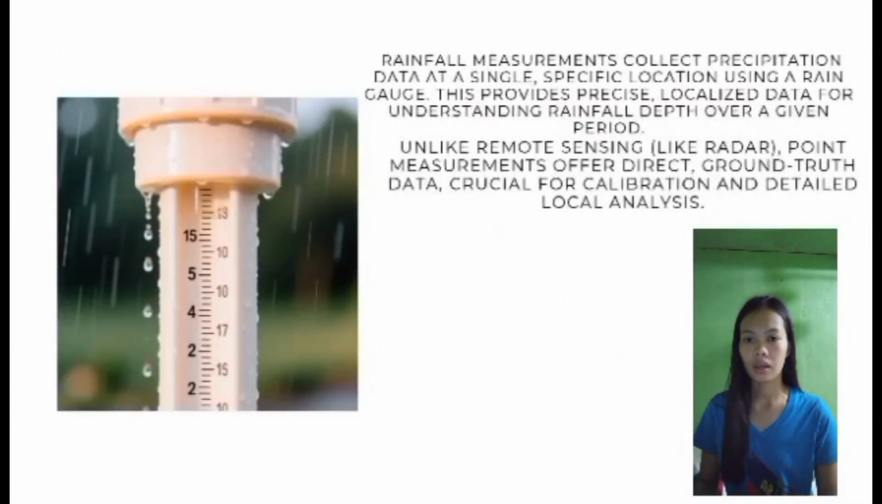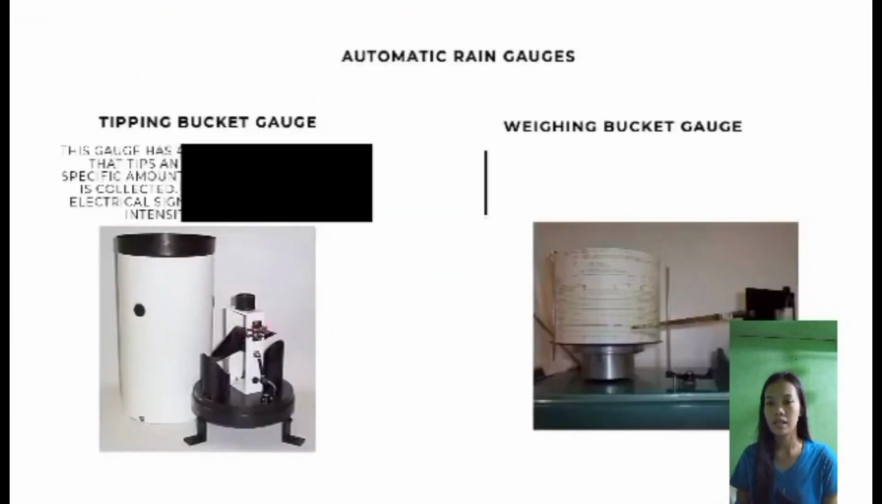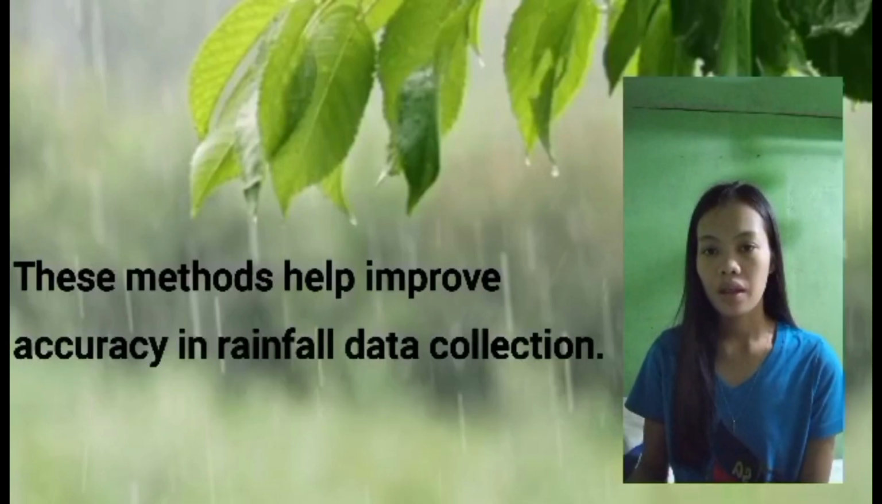Next is methods of measuring rainfall. So there are different methods used to measure rainfall. Number one is the rain gauges. Standard rain gauges, tipping bucket gauges, and weighing gauges are commonly used. So these methods help improve accuracy in rainfall data collection.